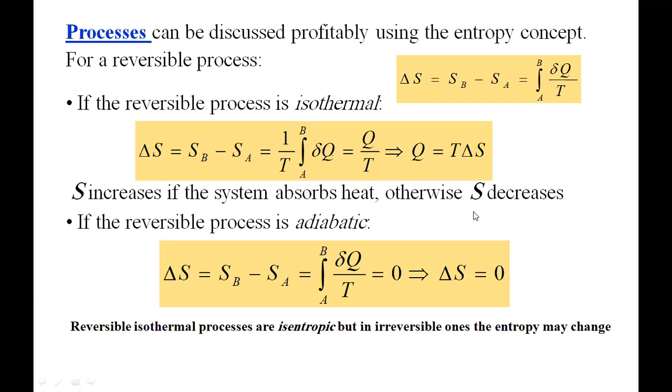If the reversible process is adiabatic, what do you mean by an adiabatic process? In this case, the change of the entropy equals 0. Why? Because in an adiabatic process there is no heat transfer, and Q equals 0. In this case, delta S equals 0. So a reversible process is isentropic, but in an irreversible one the entropy may change. Okay, I will stop at this point and we will continue next lecture.